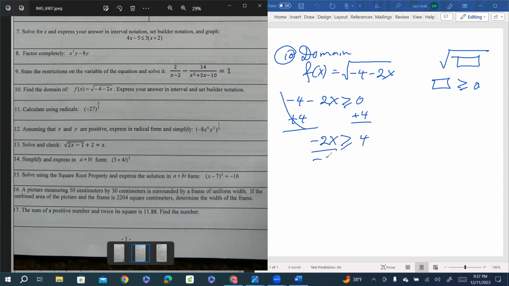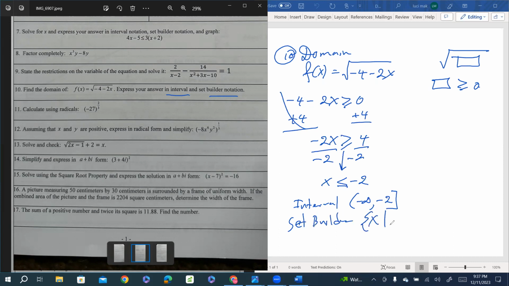To solve for x, we have to divide by negative 2 on both sides. Now you have to remember, whenever you're dividing by a negative number, the inequality has to switch. So x is going to be less than or equal to negative 2. Now we need to express this in interval as well as set builder notation. Interval first: negative infinity up to -2. Now set builder: x such that x is less than or equal to -2. All right, let me just check the answers, and it's correct.